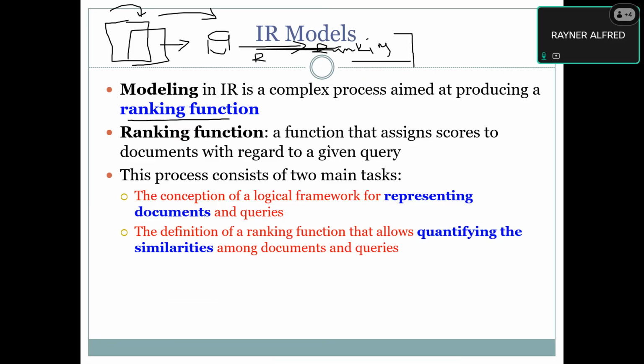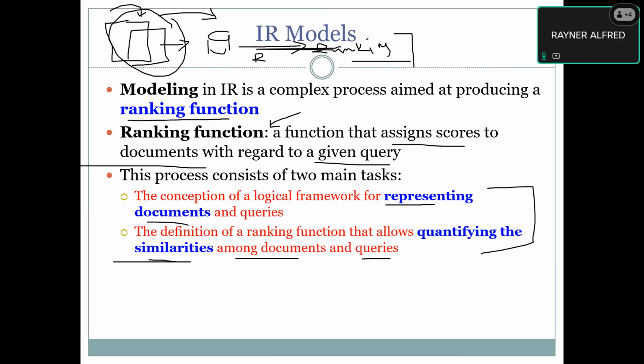So the ranking function here is a function that assigns a score to documents with regard to a given query. So given the query that you have typed, we want to rank the documents, so we use this ranking function. We can use the cosine function or the Euclidean distance function and so on. This process consists of 2 main tasks: how do we represent the document, and then how do we quantify the similarity or differences among the document and query? These are the main gist of information retrieval.